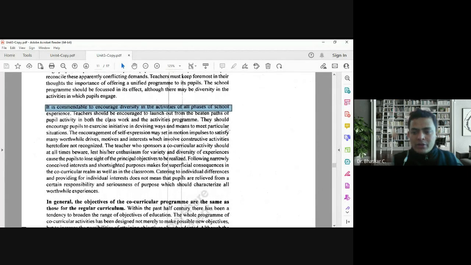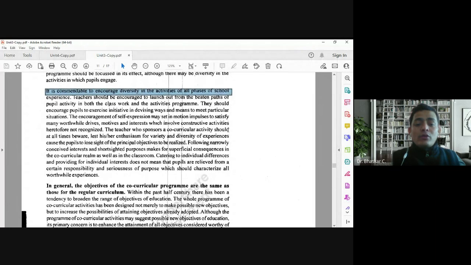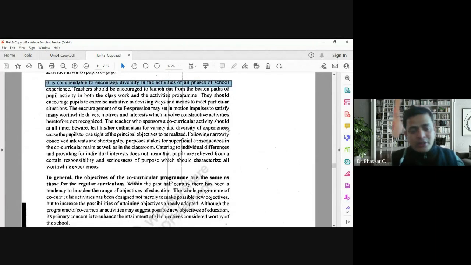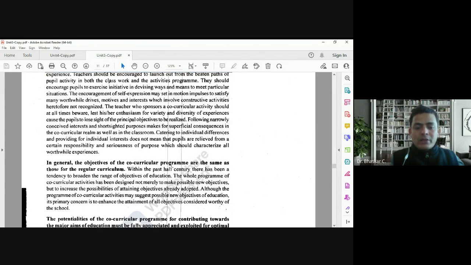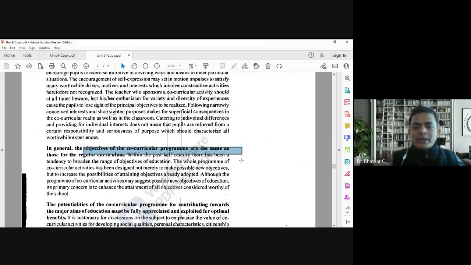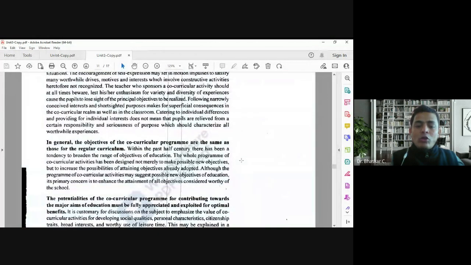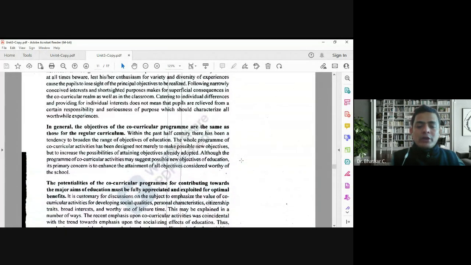It is commendable, it is advisable, that you encourage diversity in the activities, right? So how may this diversity be encouraged? This diversity may be encouraged only when you have good creative teachers, and based on your experience you can design such types of activities. Another important point is objectives. The objectives of the co-curricular program should also be linked, or derived from, the objectives of the regular curriculum.